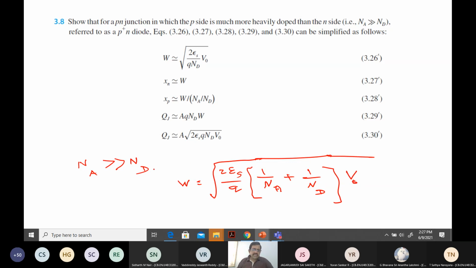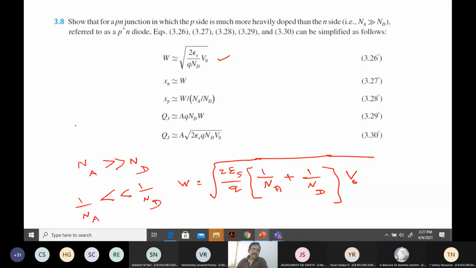Now, when Na is much greater than Nd, when I invert it, in this case 1 by Nd will become much larger compared to 1 by Na. If, for example, Na is 10 power 18 and Nd is 10 power 16, when I take the reciprocal, it will become 10 power minus 18 and here 10 power minus 16. 10 power minus 16 is much greater than 10 power minus 18, which means I can neglect the term 1 by Na compared to 1 by Nd, leaving you with this equation.